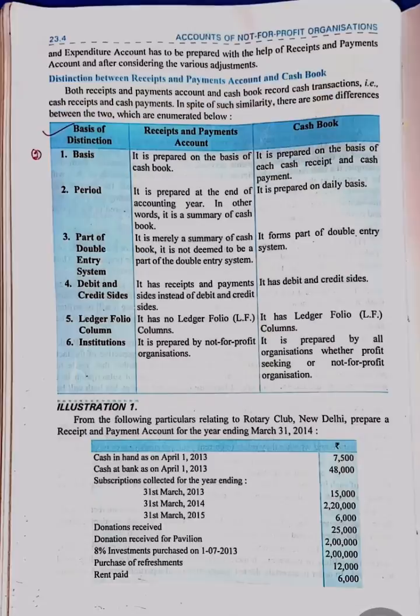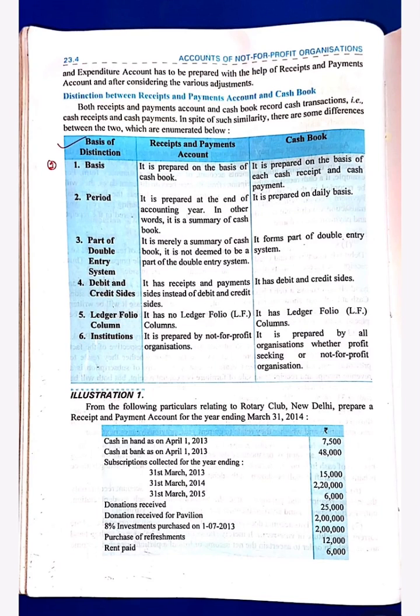Now, just see the difference between the receipt and payment account and the cash account or cash book. Basis: it is prepared on the basis of the cash book, on the basis of cash received and cash paid. Period: it is prepared at the end of the accounting year. In other words, it is a summary of the cash book, and the cash book is prepared on a daily basis. Part of double entry system: it is merely a summary of the cash book.